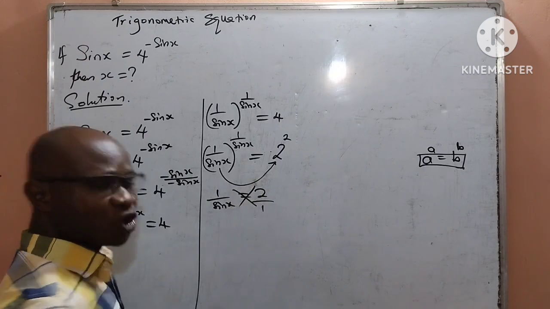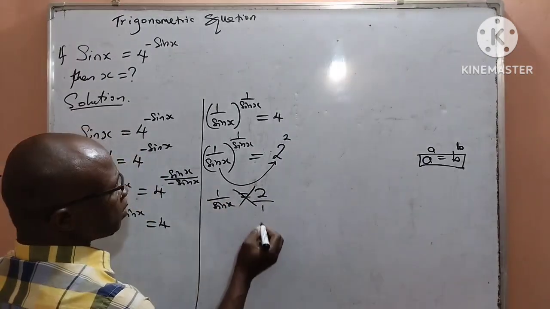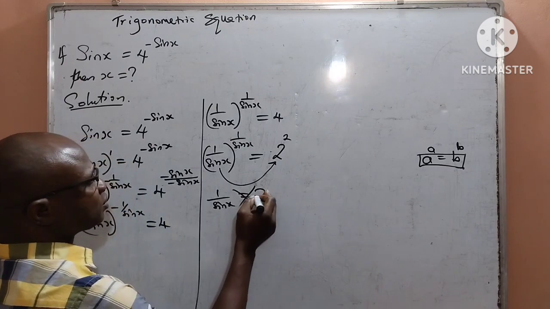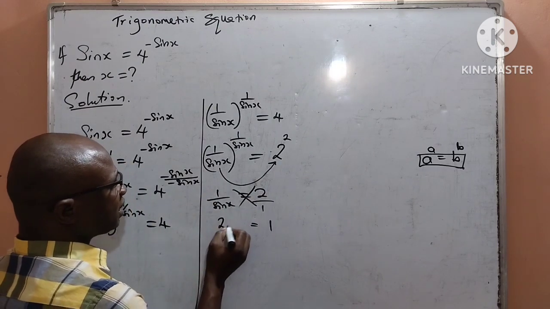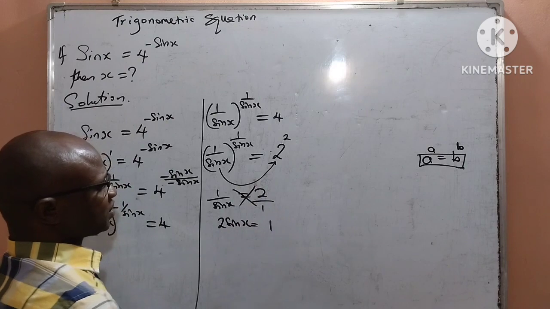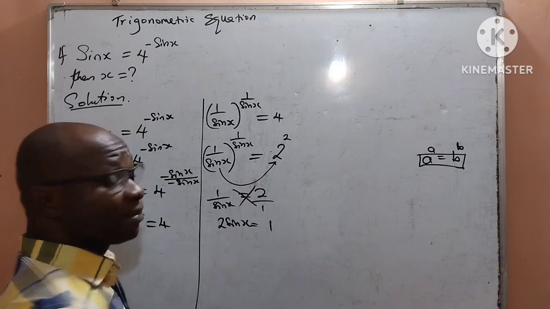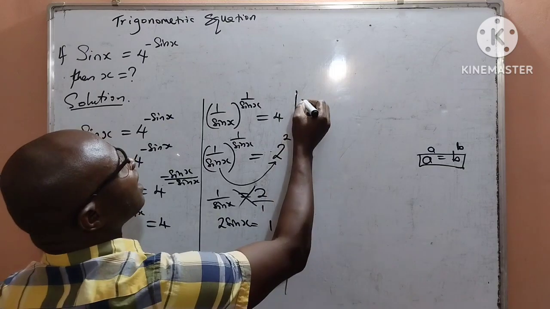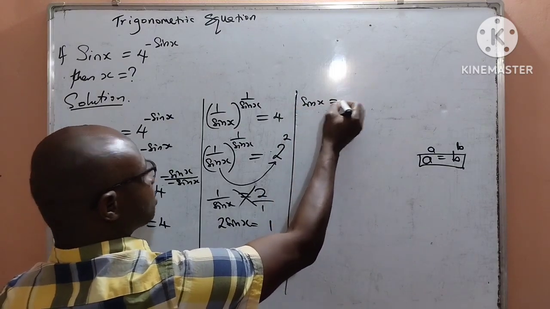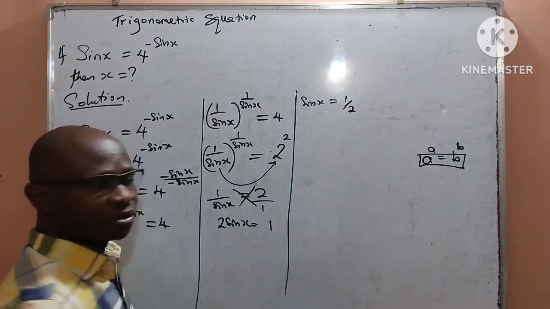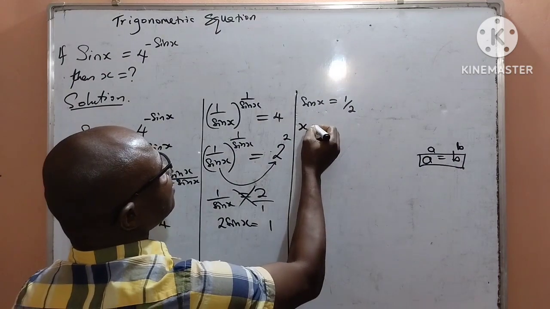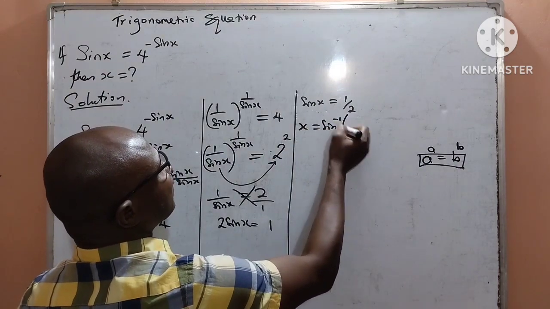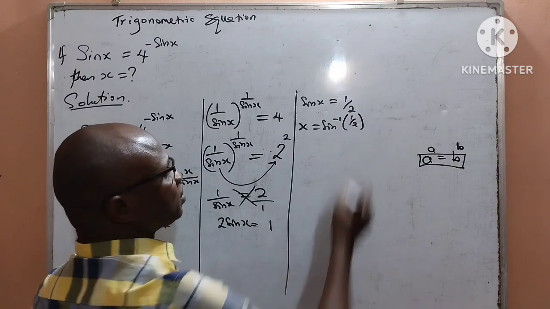I can now take the cross multiplication. 1 times 1 will give me 1, and then 2 times sine x will give me 2 sine x. Dividing both sides by 2, I will now have sine x equal to 1 over 2. And to get the value of x, I will find the sine inverse of 1 over 2.